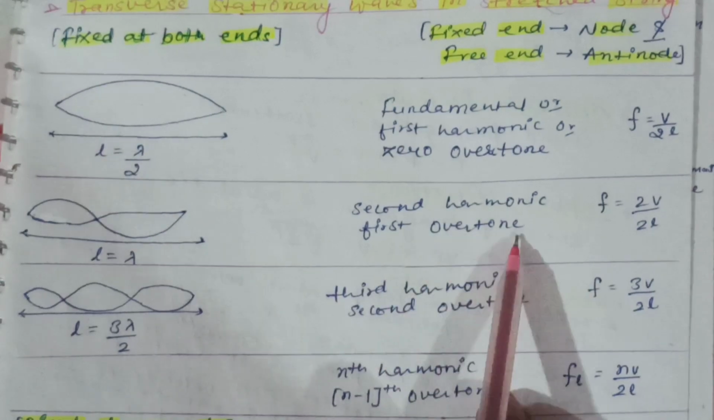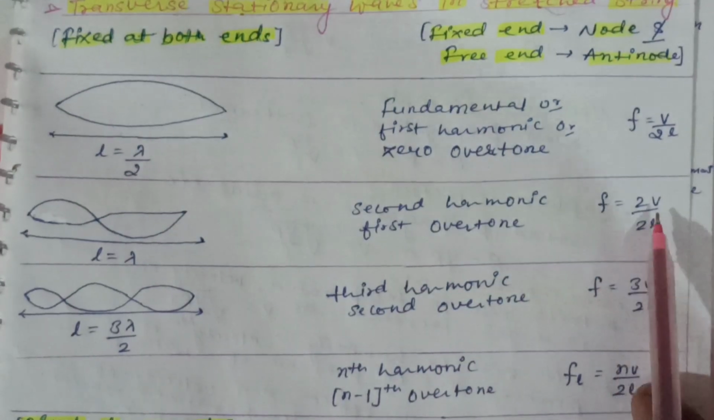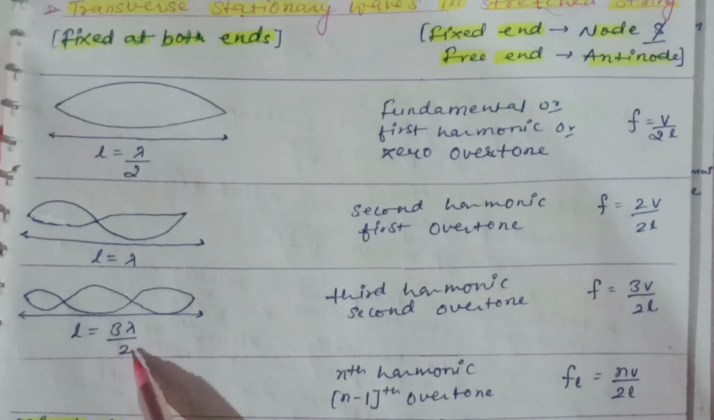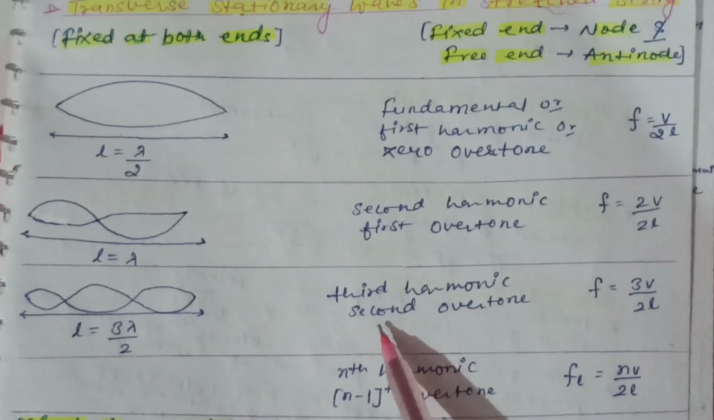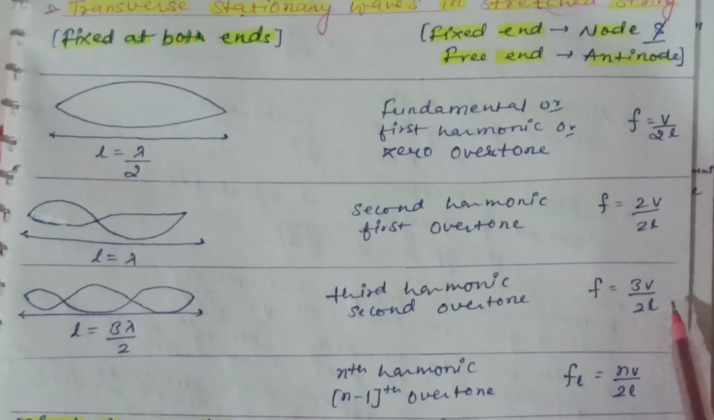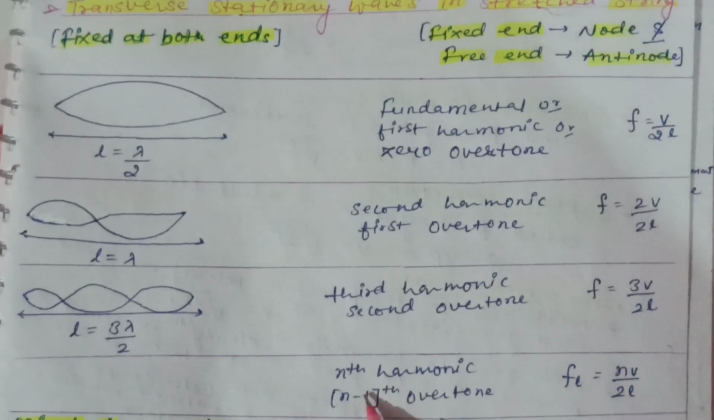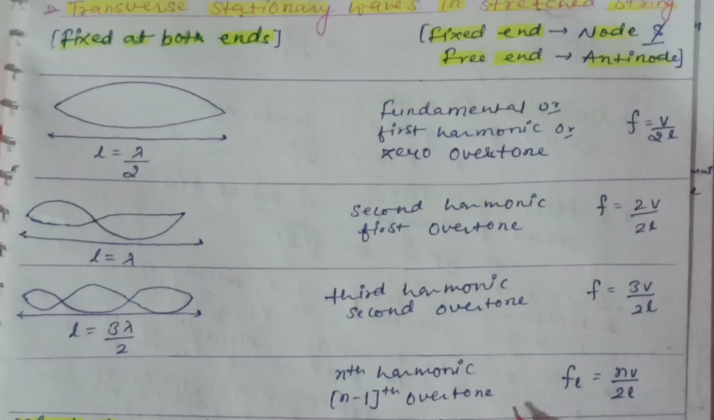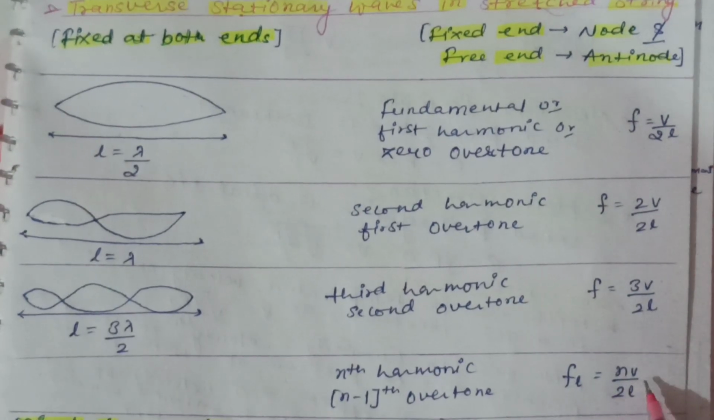Second harmonic, first overtone. f is equal to 2v upon 2L. L is equal to 3 lambda upon 2. Third harmonic, second overtone. f is equal to 3v upon 2L. Nth harmonic, (n minus 1)th overtone. f is equal to nv upon 2L.